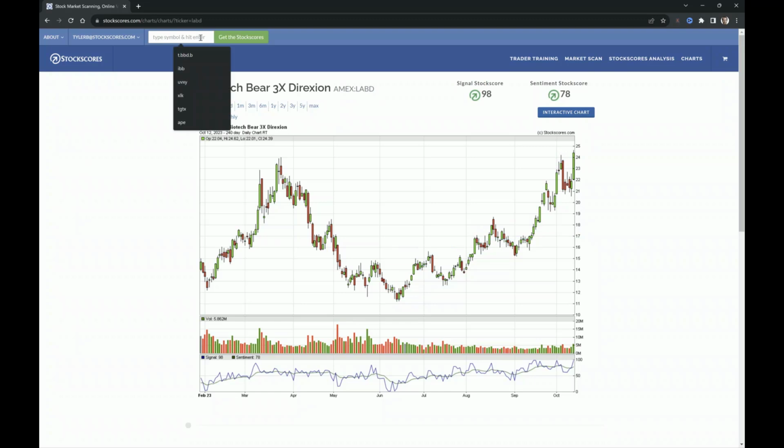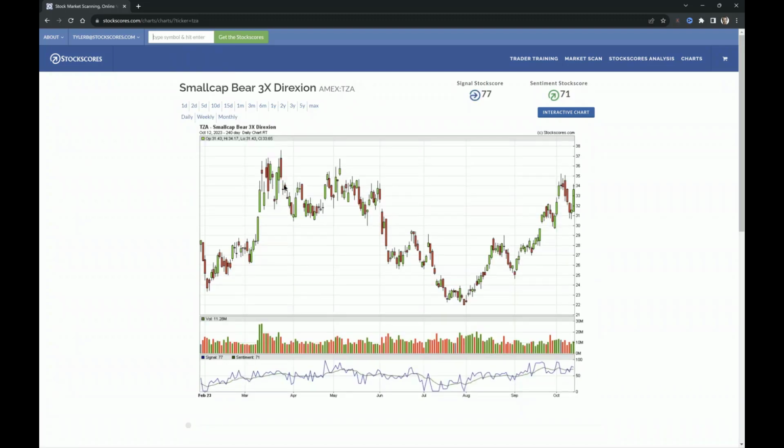And there's inverse ETFs for all the markets. So if you want to bet against the small cap market in the US, TZA, you just do a Google search for inverse ETFs, Canada, inverse ETFs, US, and someone will have put together a list that gives you all of those.